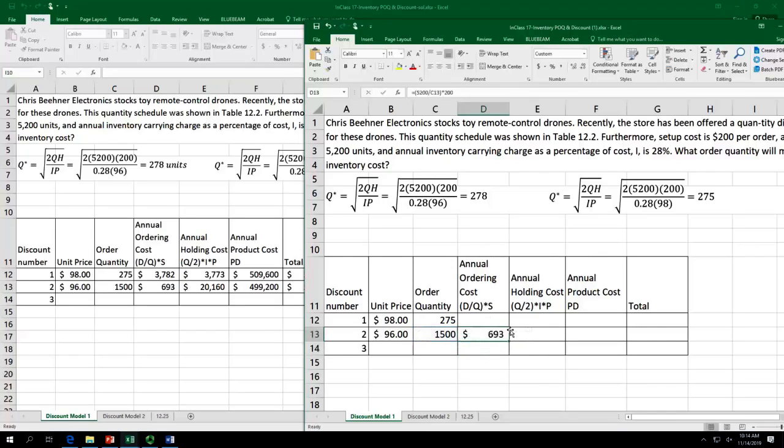So that's why you got this number, 9693. And then what is the holding cost? Holding cost equals Q level. Q, you must order 1500, divided by 2, times I equals 0.25, and times your unit price, 96. So this one we got is 20160.